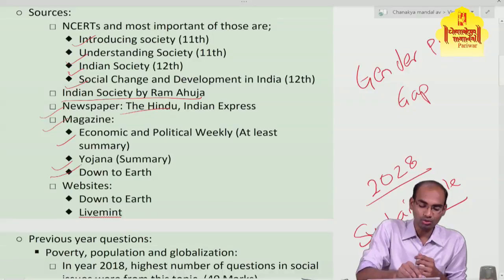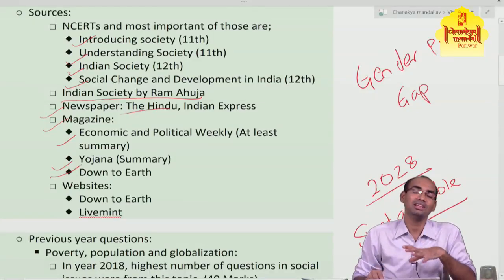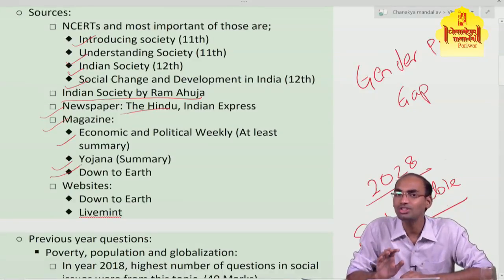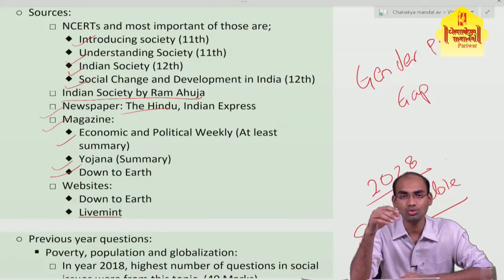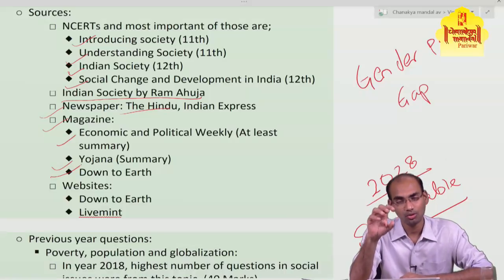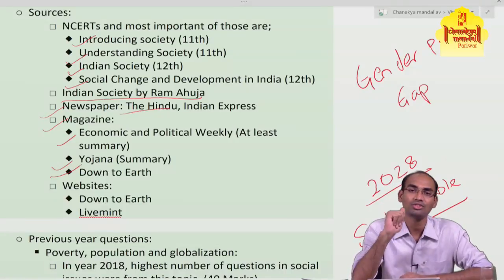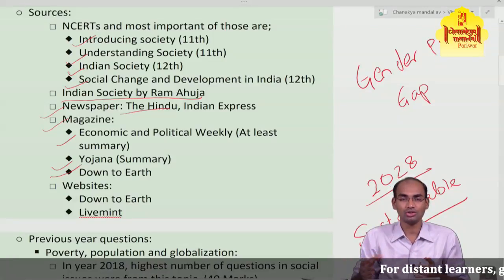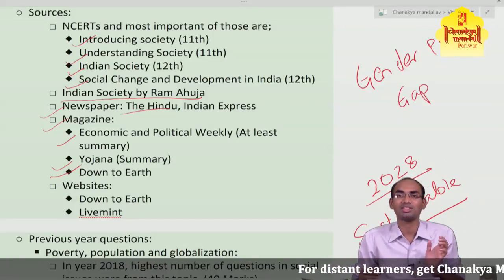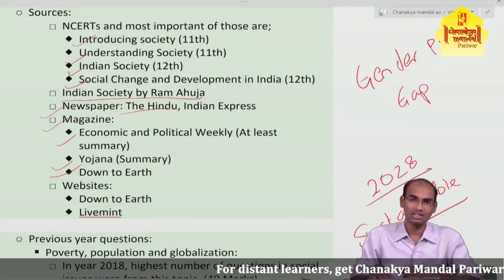Okay, then Down to Earth. I would suggest one should read Down to Earth magazine originally, because no article is more than 2 or maximum 3 pages, and they have lots of stats, data, reports, and very interesting case studies. This is my strong recommendation. And Down to Earth is not just about the environment or geography, it covers all the other aspects also. So that's quite a good magazine.